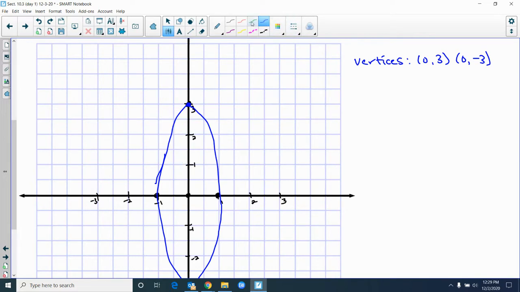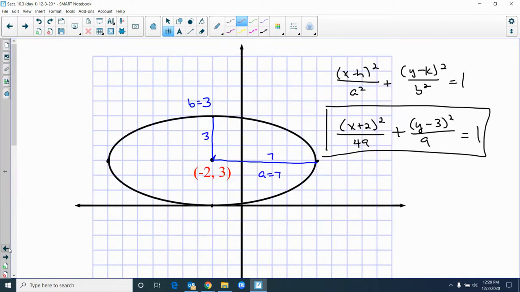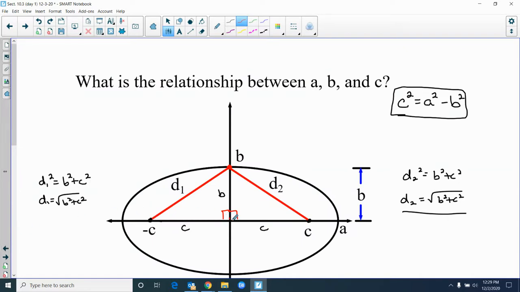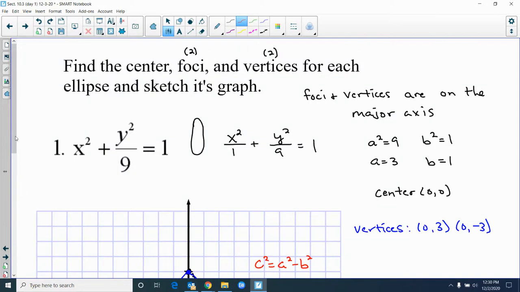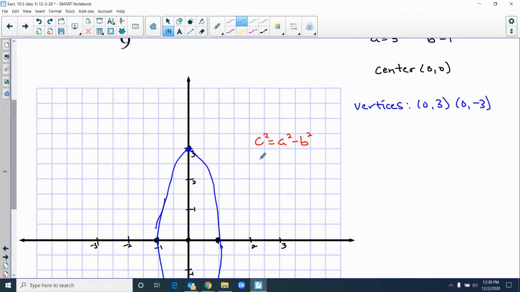Now we need to use the fact that c squared equals a squared minus b squared to find the foci. The c is the distance from the center to each of the foci, so I need to find that distance. Well, c squared equals a squared minus b squared. a is 3 and a squared is 9. b is 1, b squared is 1. And so we get c squared equals 8, so c equals the square root of 8. That tells us how far to go.